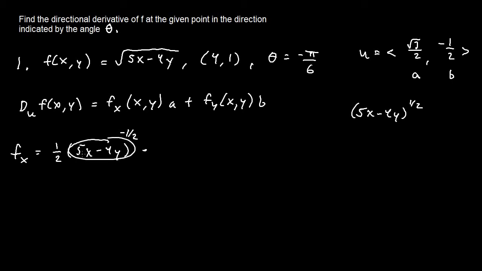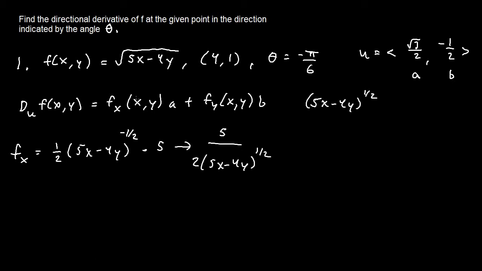And then multiply by the derivative of the inside function. Since we're deriving the variable x and y is a constant, the derivative of 5x is 5, and the derivative of negative 4y is 0. So we're going to multiply by 5. So when I simplify here, I can bring the exponent to the denominator, and so we'll get 5 over 2 times 5x minus 4y to the 1/2.